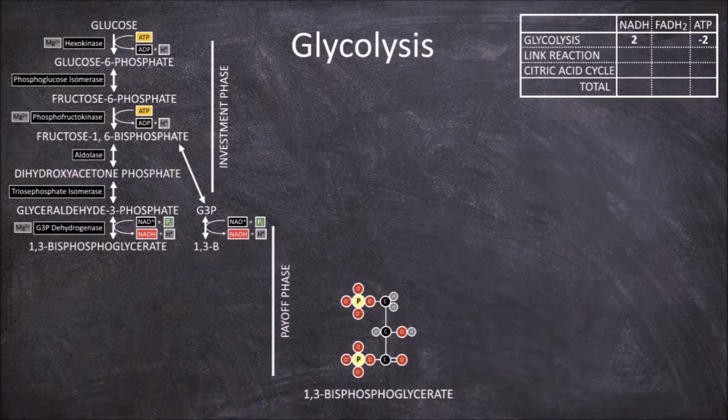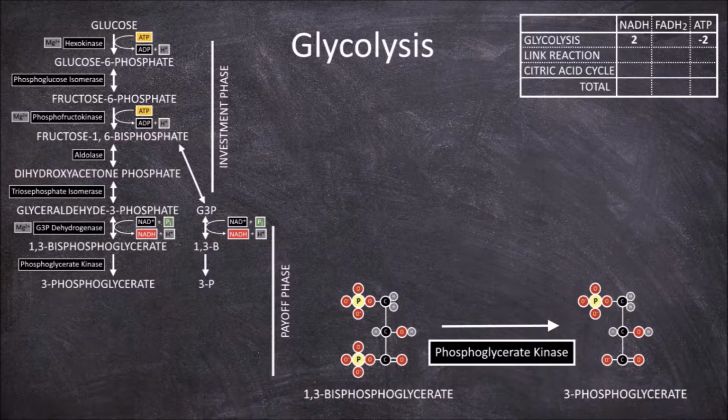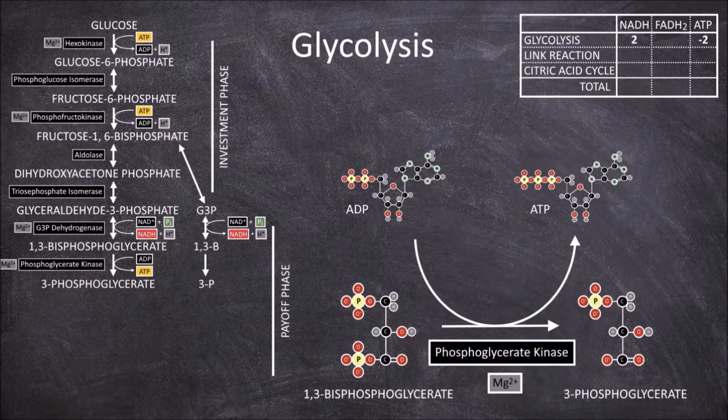The seventh step involves the conversion of 1,3-bisphosphoglycerate into 3-phosphoglycerate using the enzyme phosphoglycerate kinase and the cofactor magnesium. This process involves the phosphorylation of ADP into ATP, taking the phosphate group from 1,3-bisphosphoglycerate and giving it to the ADP. This reaction is also reversible.